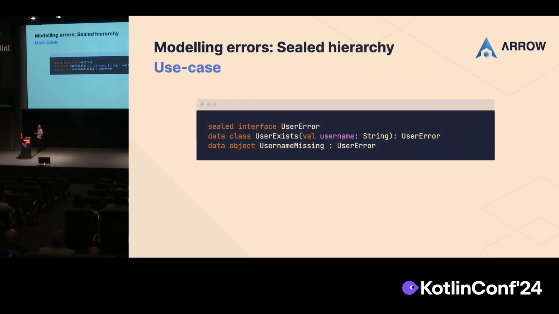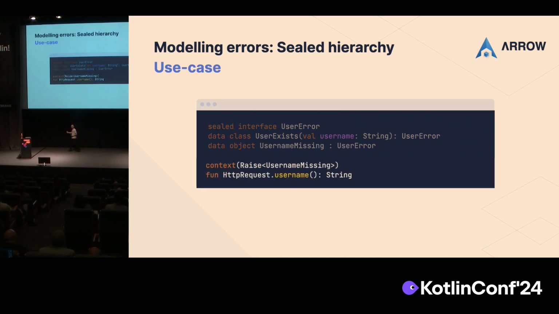So this is our user error domain. It's a simple sealed hierarchy that contains our user exists unique violation and a new error, username missing. And the username missing error occurs when we try to retrieve the username from the HTTP request. In the case that it's not present, we raise a username missing error. And in the case that it's present, we return a valid username as a string.